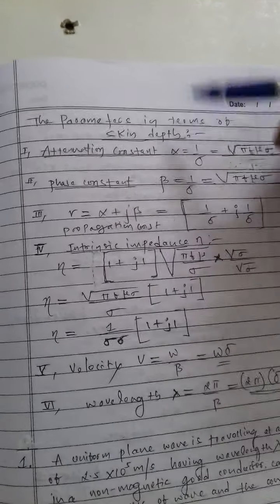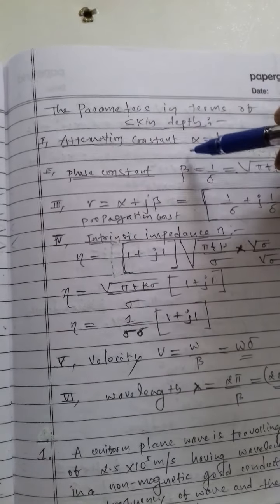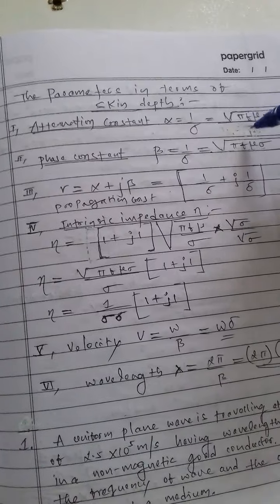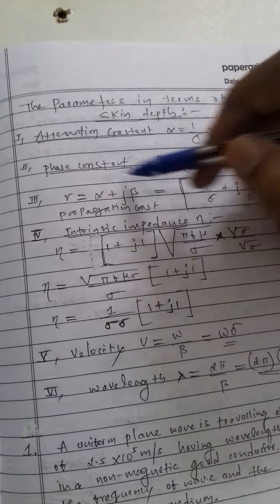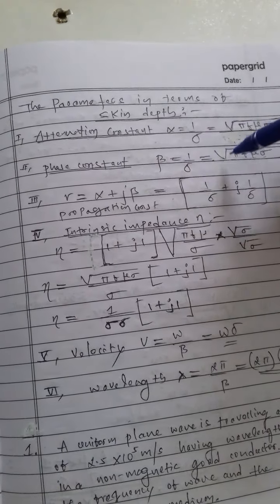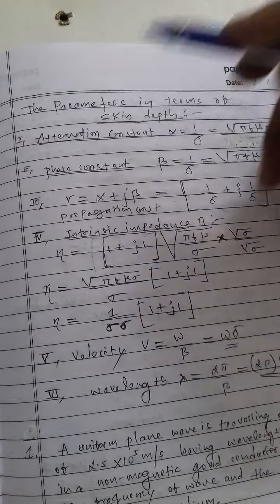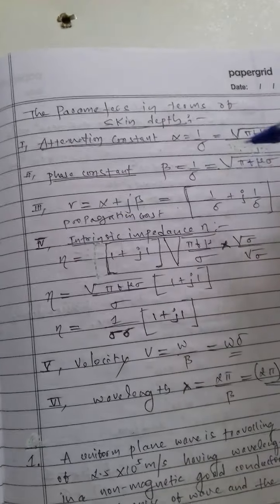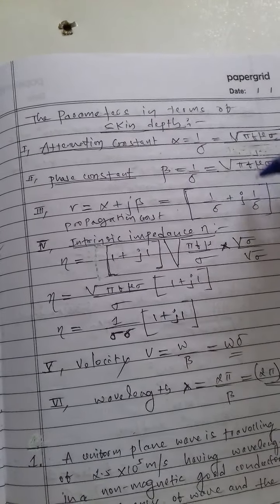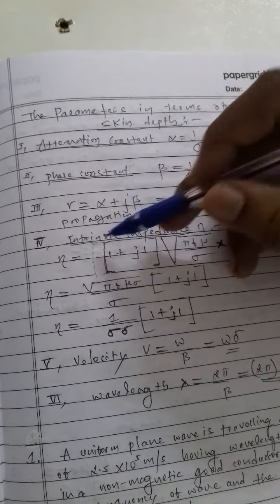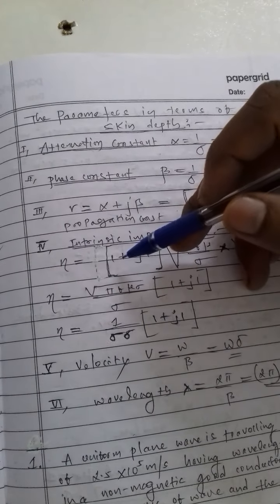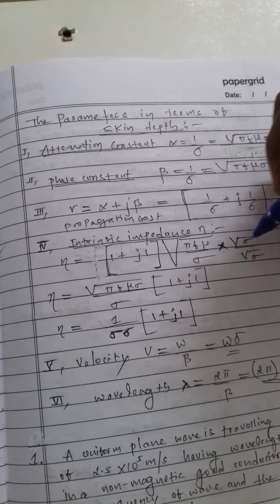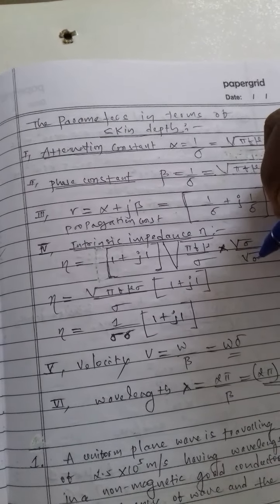The parameters in terms of skin depth: the attenuation constant alpha is equal to 1 upon delta, equal to square root of pi f mu sigma. Phase constant beta is equal to 1 upon delta, equal to square root of pi f mu sigma. And gamma is equal to alpha plus j beta, equal to 1 upon delta plus j times 1 upon delta, the propagation constant. Intrinsic impedance eta is equal to (1 plus j) into square root of pi f mu upon sigma.